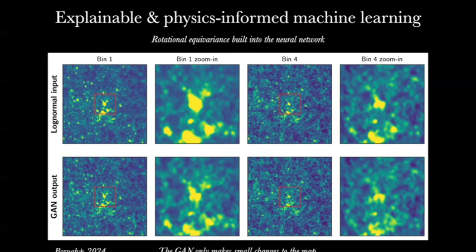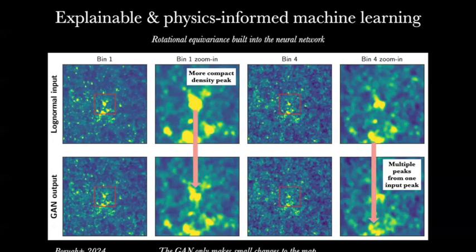But now you can zoom in and see what exactly is the machine doing. For example, if you look at these peaks on the second panel, you see that what the GAN is actually doing is that it's taking a peak in the log normal map and actually making it more compact. Similarly, if you zoom into this other peak on the extreme right panel, you see that what it is doing is it's taking one peak from the log normal map and then splitting it up into multiple smaller peaks. The explainability of the method is very desirable for scientific applications of machine learning.